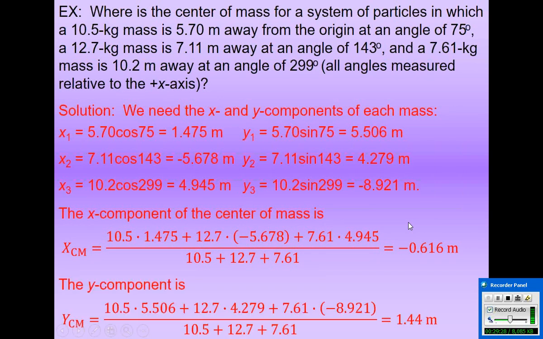The calculation for the y component of the center of mass is done exactly the same way. We use the same m's, but now we use y1, y2, and y3. And if you do that, I hope that you confirm that the answer is 1.44 meters. So that's enough for now.